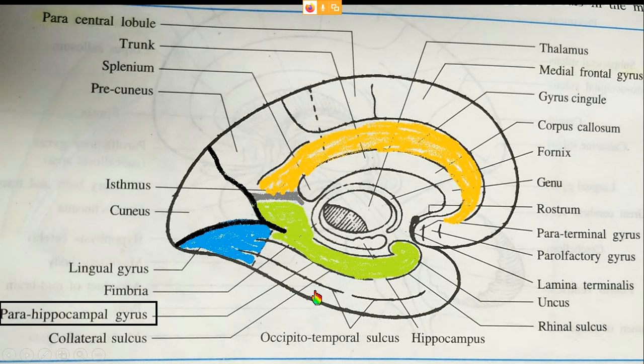Then most posteriorly we can identify the lingual gyrus. The calcarine sulcus, which extends posteriorly, extends as the lingual gyrus. So these are the sulci and gyri which we can identify on the medial surface of the cerebrum.